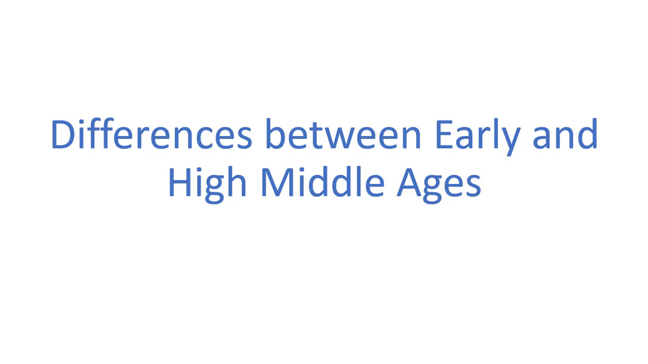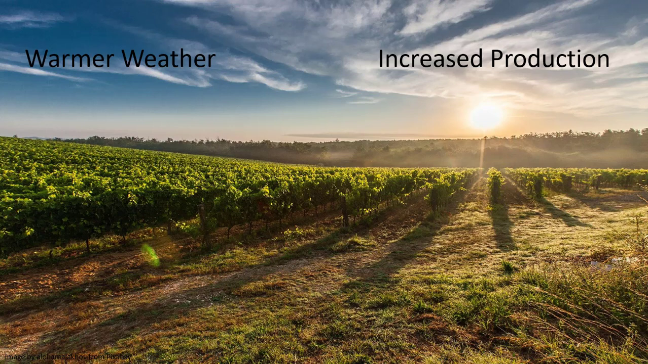One of the trends we notice in the High Middle Ages are changes in agricultural practices. A combination of warmer weather and more land being cleared for farms led to an increase in farm production, which could in turn sustain a larger population.